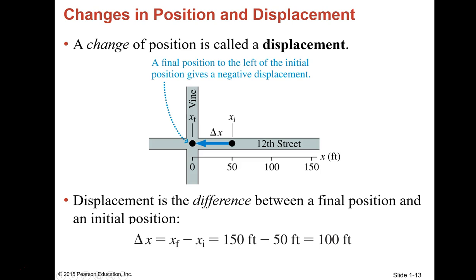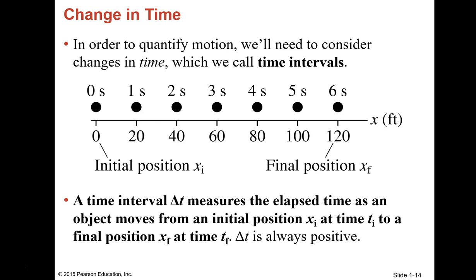If you run 100 meters around a track and start right where you finished, your displacement was 0 because it's your change of position. Distance is just how far you go. It doesn't matter if you go left, right, back, forth. Displacement is how far you are from where you started. We also have to look at the time intervals, which are always positive because we can't make negative time.